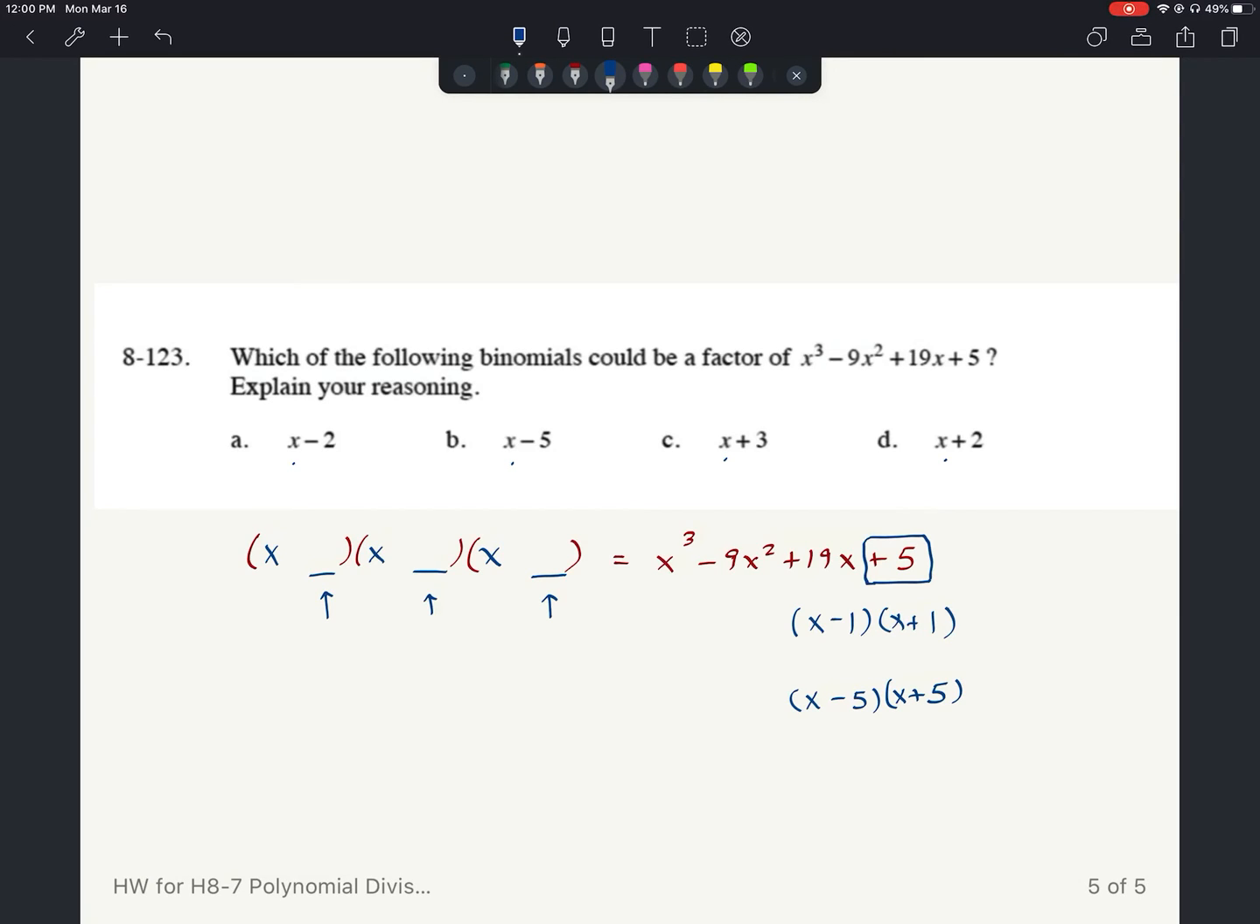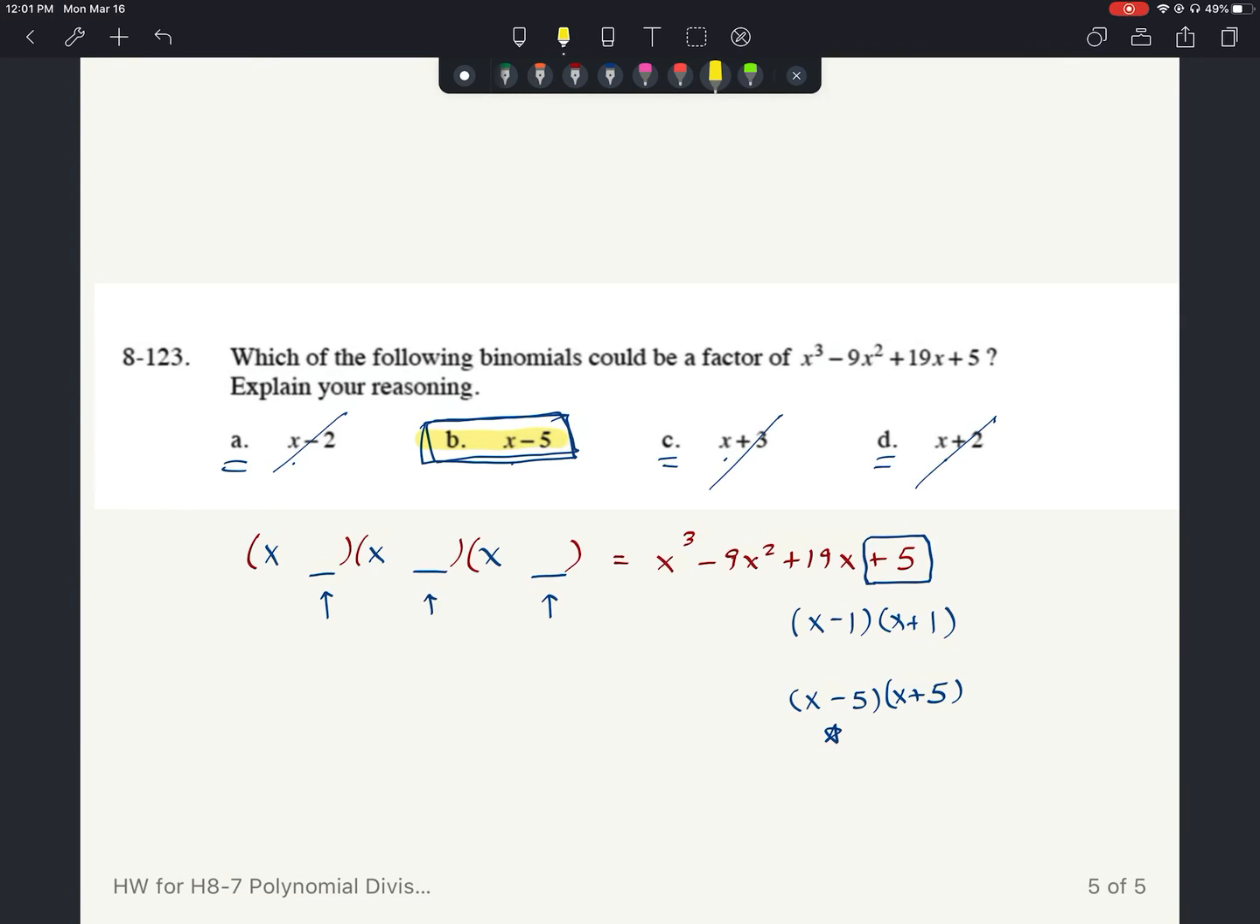So when we look up here, let's start over on the left with A. Negative 2 is not a factor of positive 5, so we're going to have to eliminate that one. For B, we had x minus 5, and we had that one listed down here, so that possibly could be a factor. On C, 3 is not a factor of 5, so that's not going to work for us. And for D, 2 is not a factor of 5, so that's not going to work either. So our final answer would have to be B.